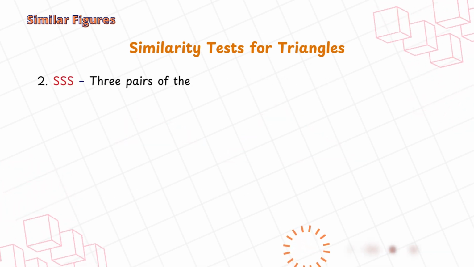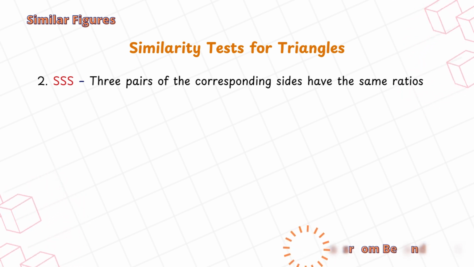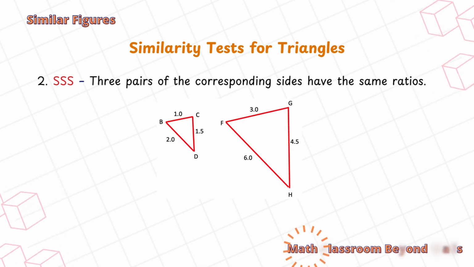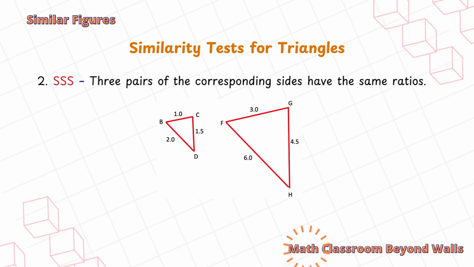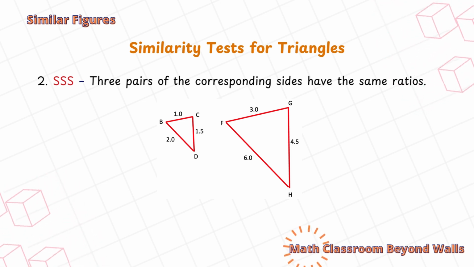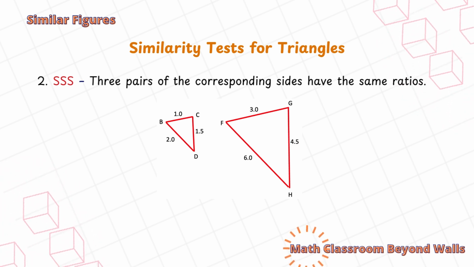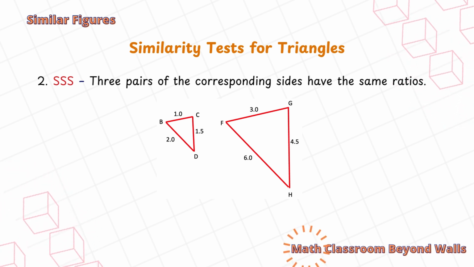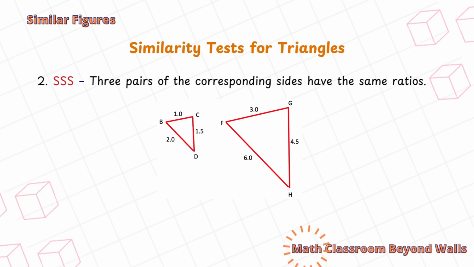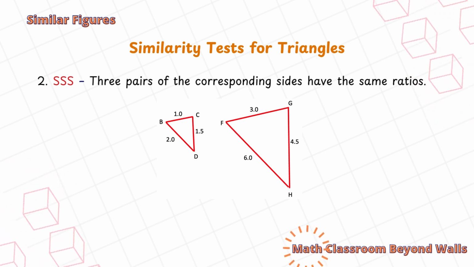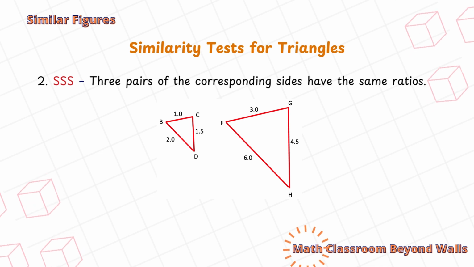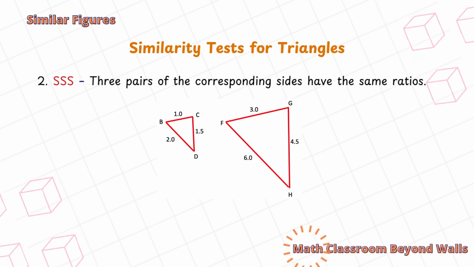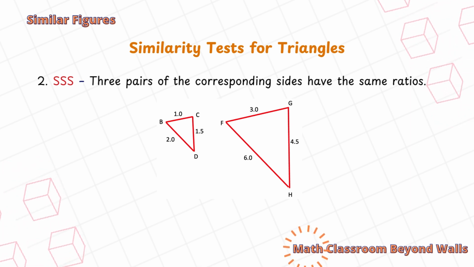Second, SSS. That is, three pairs of corresponding sides have the same ratios. Let us look at the triangles that we have here, where the side measures are given. How do we know that triangle BCD and triangle FGH are similar? All we need to do is test for similarity by getting the ratios of the corresponding sides. If the ratios of the corresponding sides are the same, then the two triangles are similar.